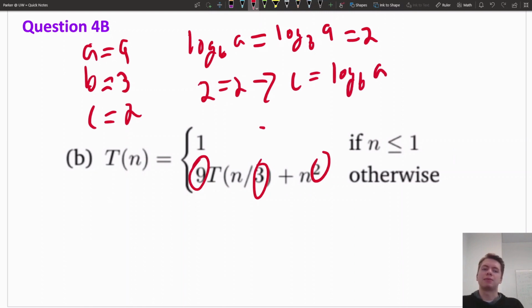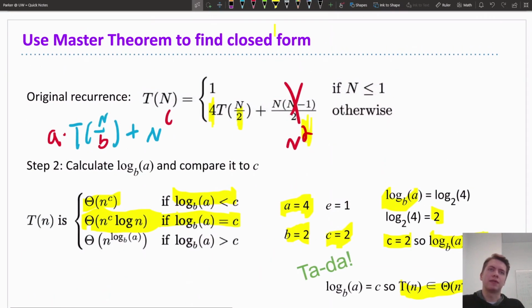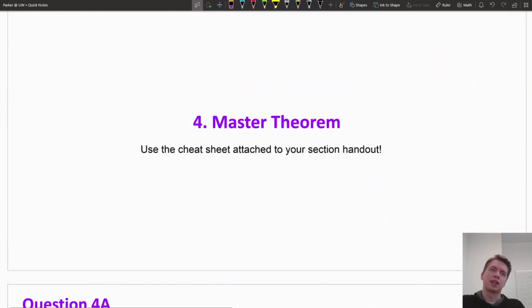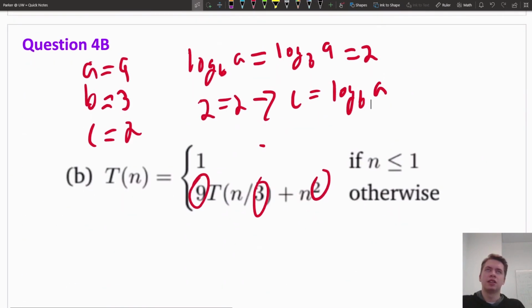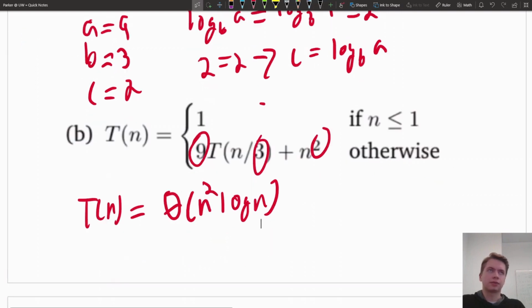And we were in that case before in our master theorem, where we're on that second line, and in the case where log base B of A is equal to C, then our big theta runtime is n to the C times log n. So our runtime is big theta of n to the C, which is n squared log n. Cool.